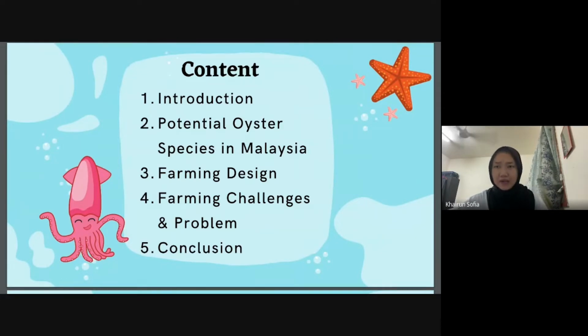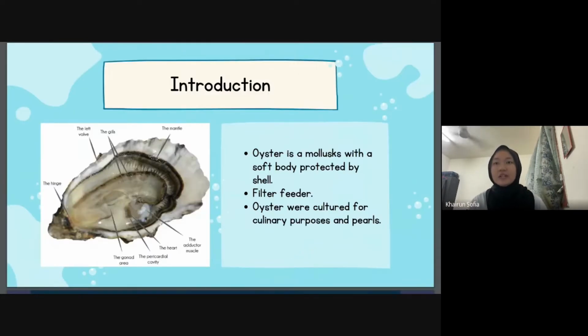Next, I would like to ask you, do you know what an oyster is? So, an oyster is a mollusk with a soft body that is protected by a shell. It is a filter feeder that feeds on bacteria, zooplankton, and also decaying material. Oysters are cultured mainly for culinary purposes and also for their pearls.